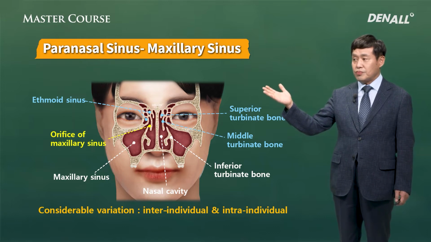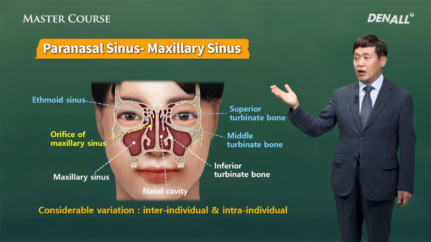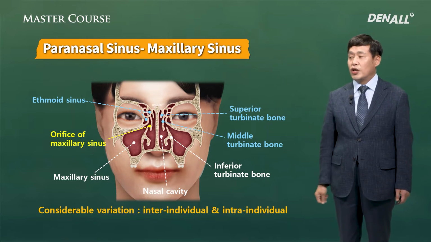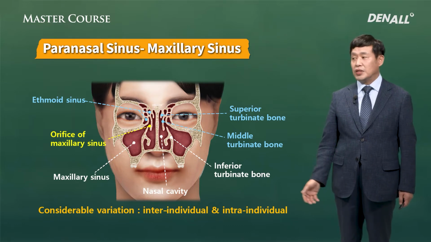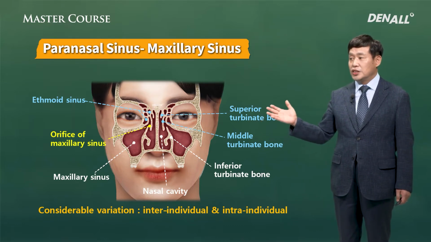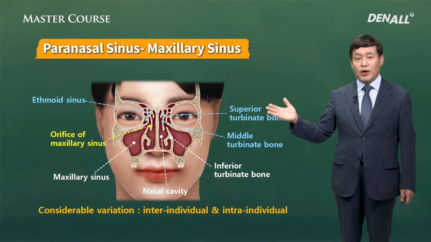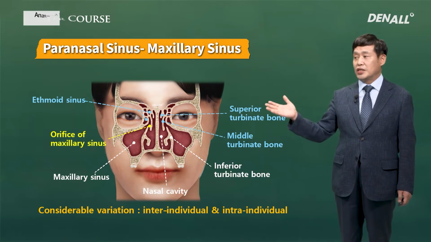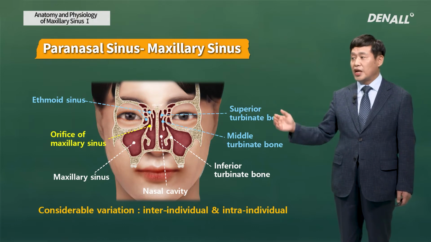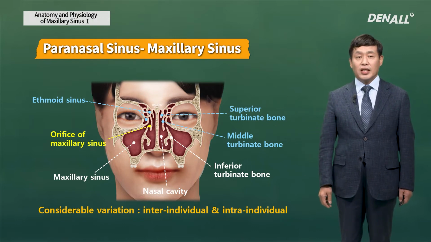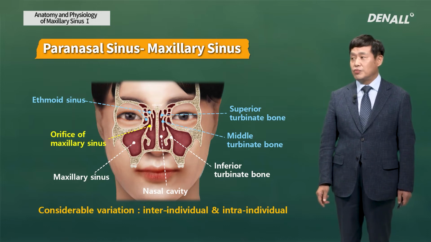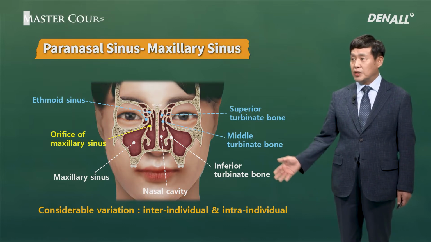So because of that, in the nasal cavity, the middle nasal meatus, the middle layer, is connected to the maxillary sinus. As I said before, actually, the size of the sinus is different inter-individually, and there is a difference between the left and the right in the same person. So the shape and size should be checked using the X-ray.